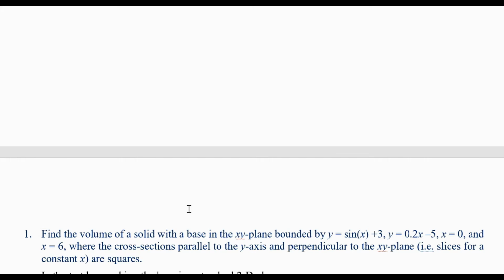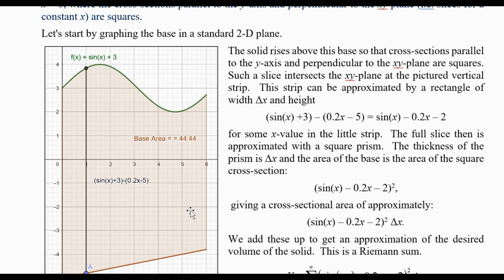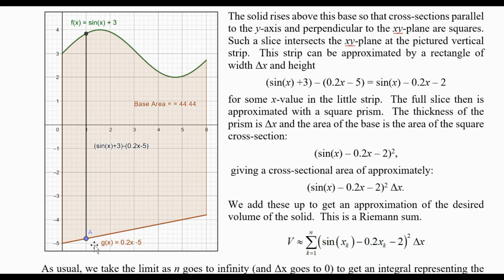Okay, so I'm going to first just use basic GeoGebra to graph this. I just entered f of x equals sine of x plus 3. The way that I did this in GeoGebra to get it to stop, I think I just typed in the algebra view: function, sine of x plus 3, comma, 0, comma, 6, so it'll only graph that part of it. And then similarly, I typed in g: function, 0.2x minus 5, comma, 0, comma, 6 to get the bottom here.